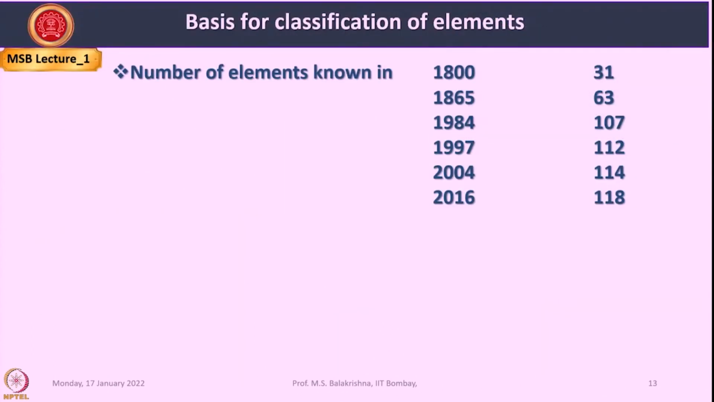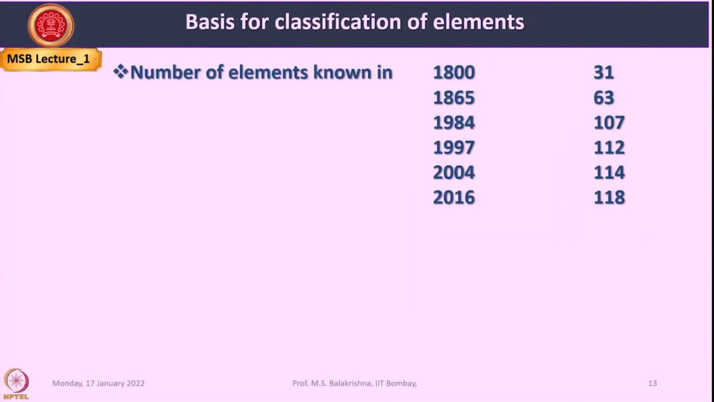And let us look into the basis for classification of elements, and also let us look into the chronological order in which how many elements were known. In 1800 only 13 elements were known. In another 65 years almost it doubled to 63, and in the next 120 years it doubled again to 107. In 1997, 112 elements were known. In 2004 that number rose to 114. In 2016 the modern periodic table is completed with 118 elements.